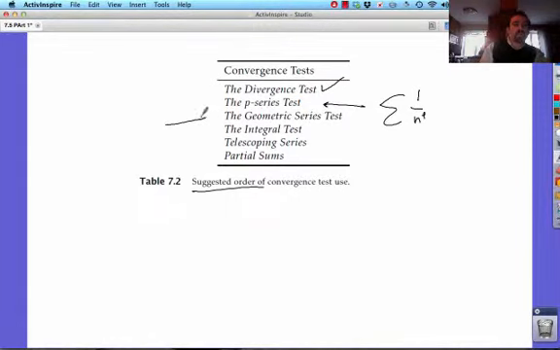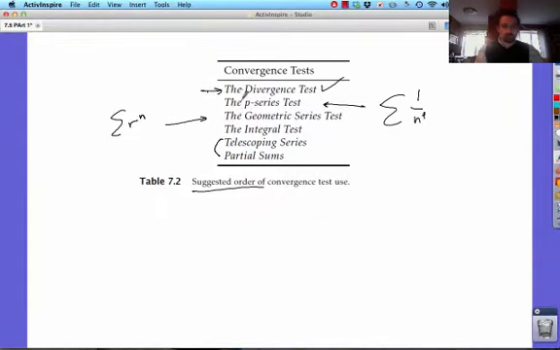The geometric test is where the base is not changing, but the index is changing. That's where I have r to the n, so the exponent is changing, not the base. The geometric test says that if r is between -1 and 1, it converges, otherwise it diverges. The integral test is what we just did. The telescoping series and partial sums, remember these kind of go together, where you try to figure out whether terms are canceling each other out as they go.